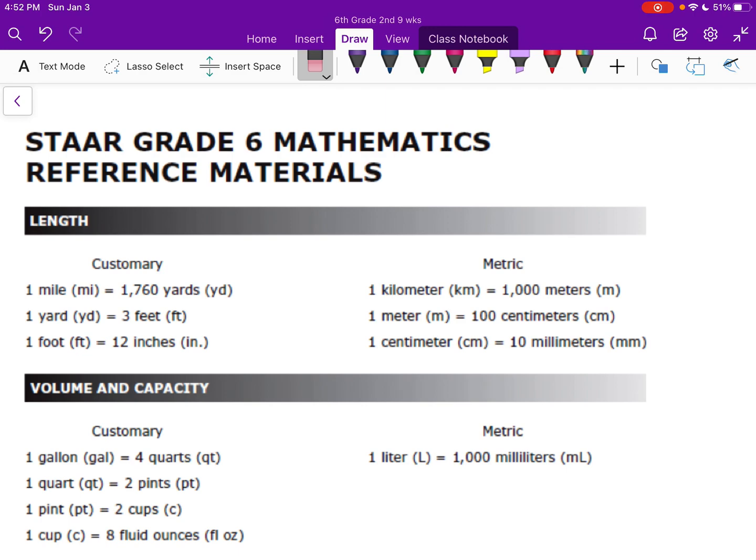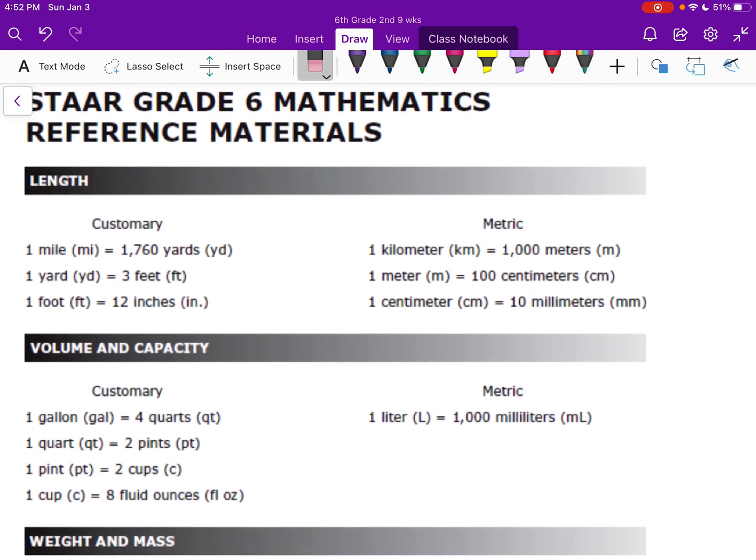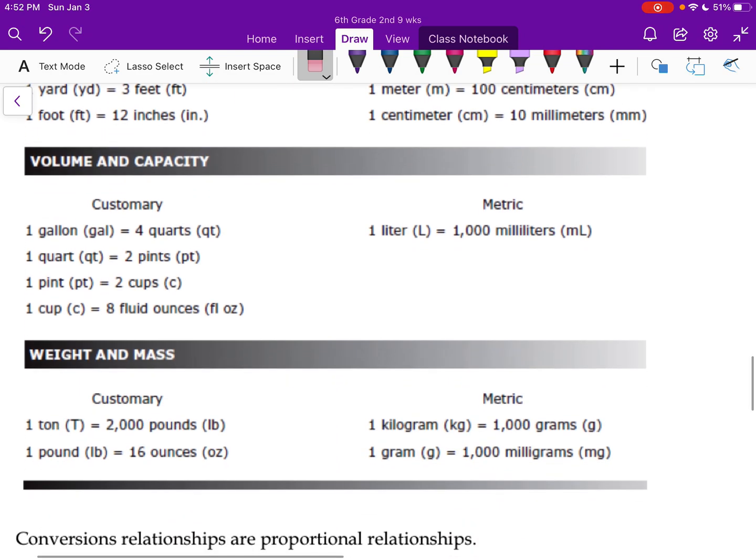I wanted to remind you that every conversion you will have to make can be found on your reference materials. Here's our length, the volume and capacity, which are our liquid measurements, and then our weight and mass measurements. You can see a lot of them that we talked about on here. 1 ton is 2,000 pounds.